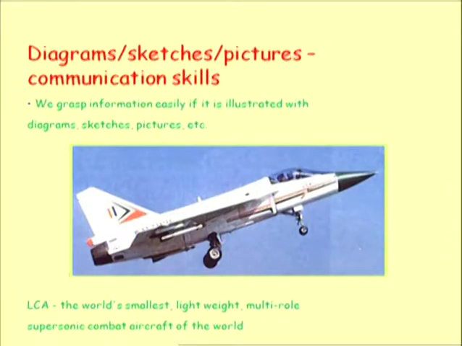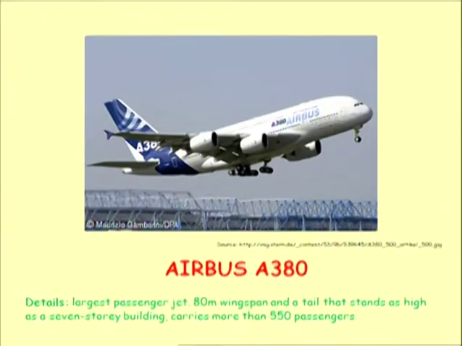Without a graphical picture, using only words, it is very difficult to explain the details of a project or equipment. You can see here the photograph of a small lightweight multi-role supersonic compact aircraft. The graphical picture itself is self-explanatory to convey the information to another person. Similarly, here is the Airbus A380, the largest passenger jet, with an 80-meter wingspan; it stands as high as a 7-story building and carries more than 550 passengers.